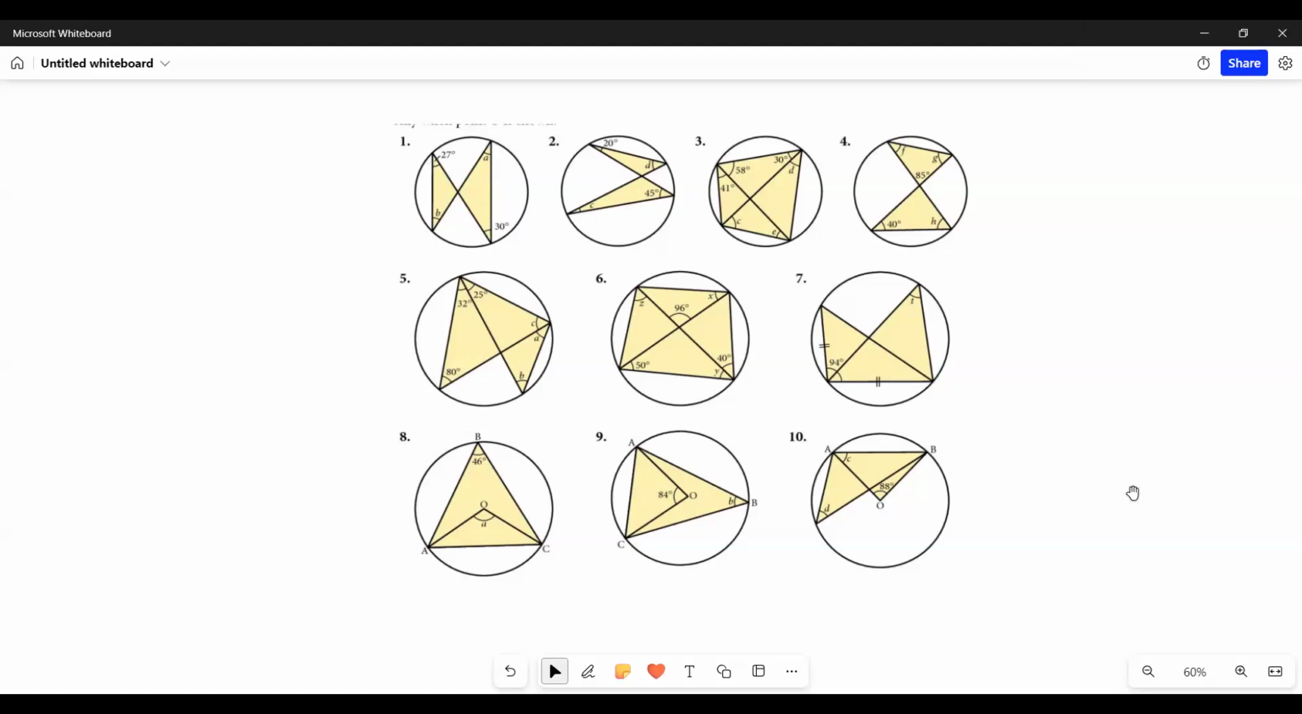Number 5. A is 32. Okay. And B is 80. Okay. C is 43. How did you get that? 180 minus 80 minus 32 minus 25. Perfect. Go for 6. Sixth.